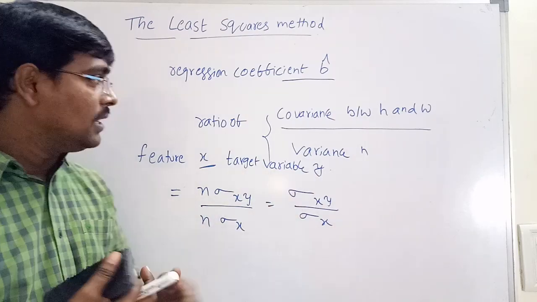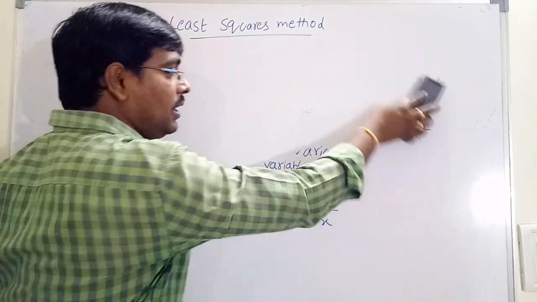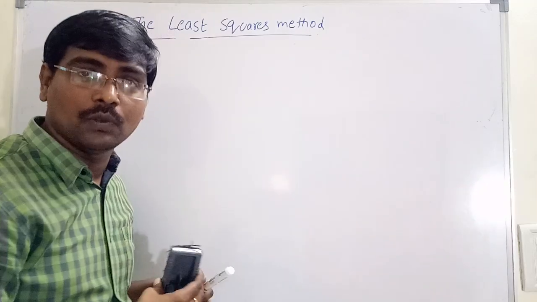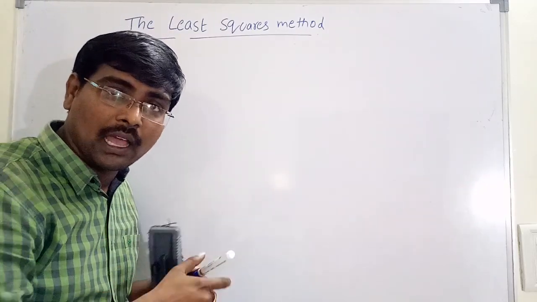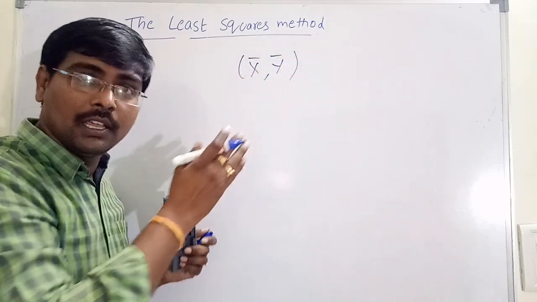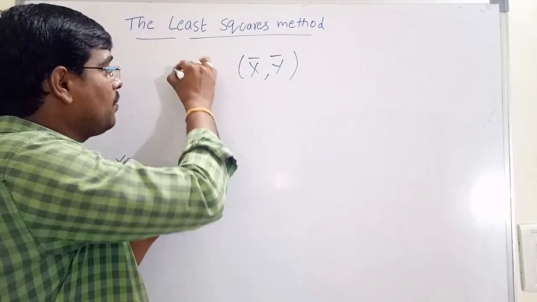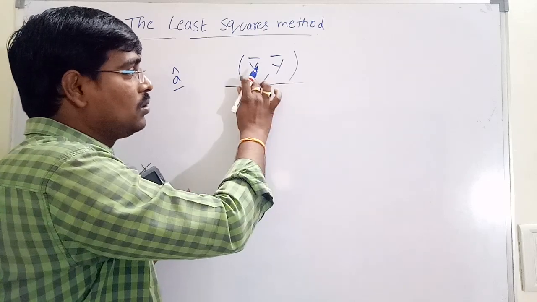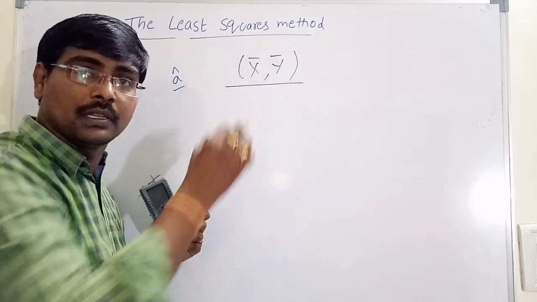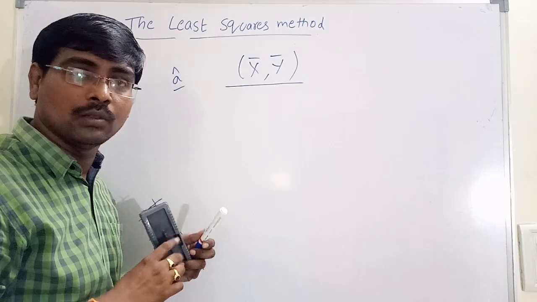In this equation, we know A cap is the intercept and B cap is the regression coefficient. For the intercept A cap, the regression line passes through x bar, y bar. If you draw a line with these points, the regression line passes through x bar, y bar. Here, x bar and y bar are means. Here x bar represents the mean of all x values, and y bar represents the mean of all target values.